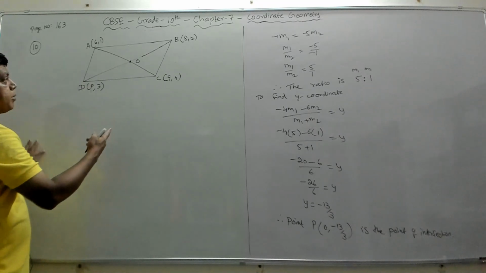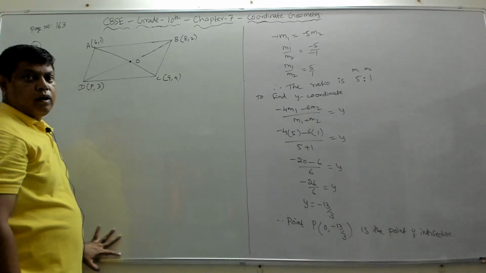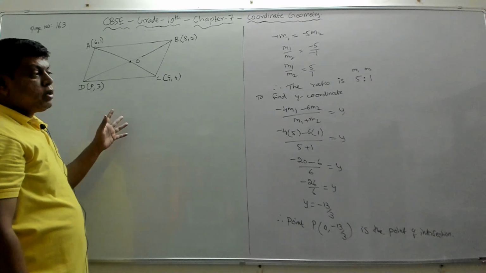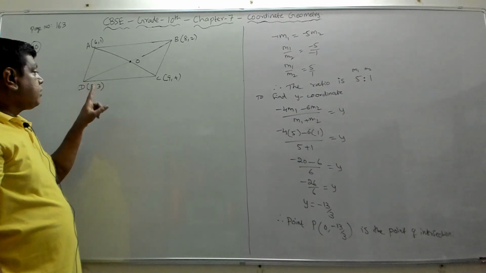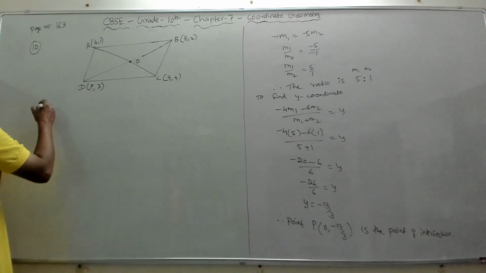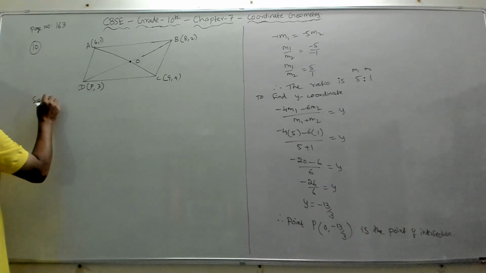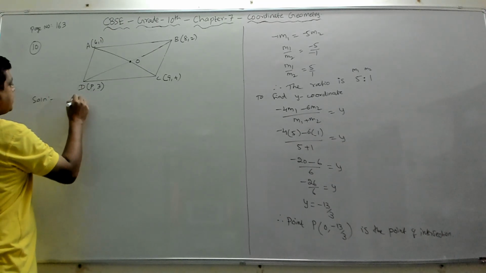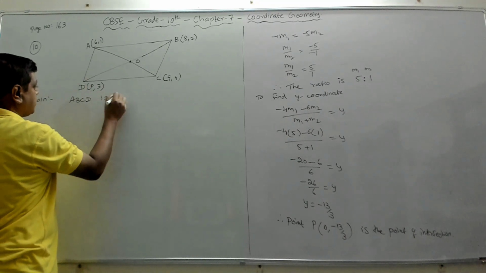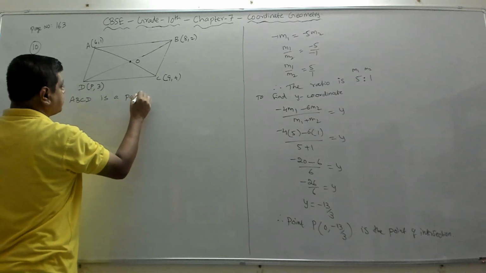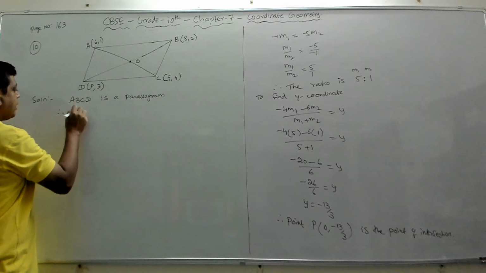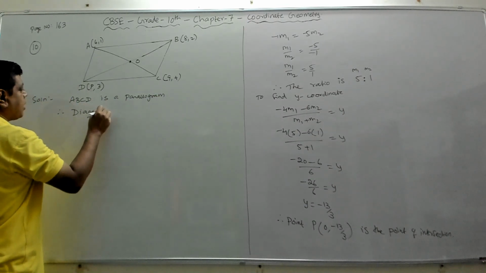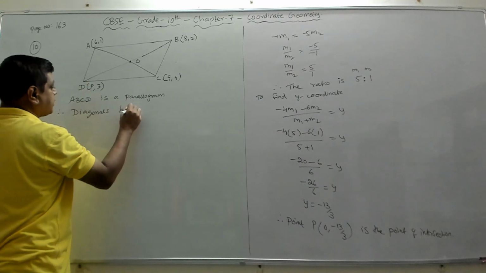So we'll use that property. Since the midpoints are equal and we know the midpoint formula, we can use it to find the value of P. Now the solution: we'll use the property that ABCD is a parallelogram, which is given. Therefore, diagonals bisect each other. Diagonals of a parallelogram bisect each other.